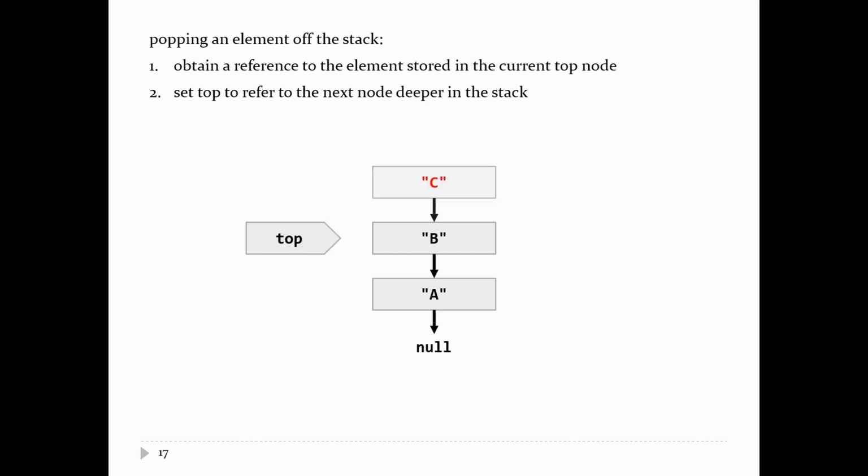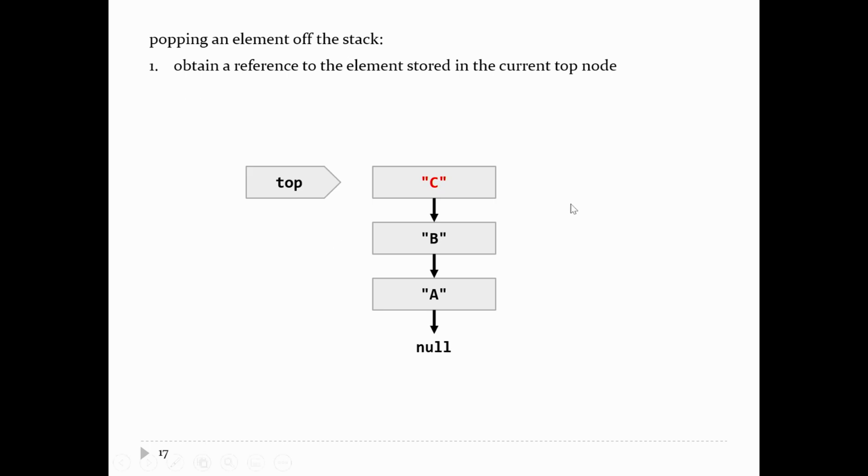Popping. Where's the UML, hang on. Oh, there it is, okay. All right, so if I want to pop an element off the top of the stack, so I want to remove the C from the stack, I have to return the C. So I'm going to remember what value is at the top of the stack. So I'm going to obtain a reference to the element stored at the current top node. So I remember that there's a C there.